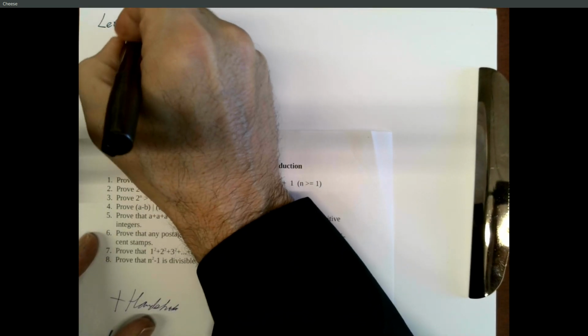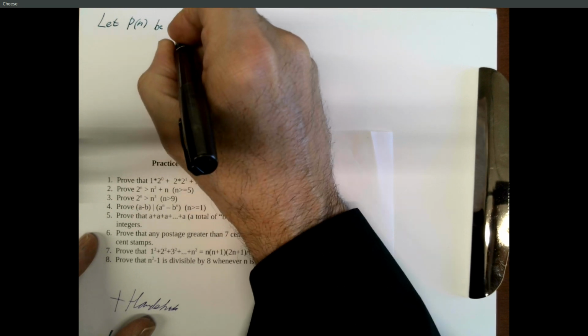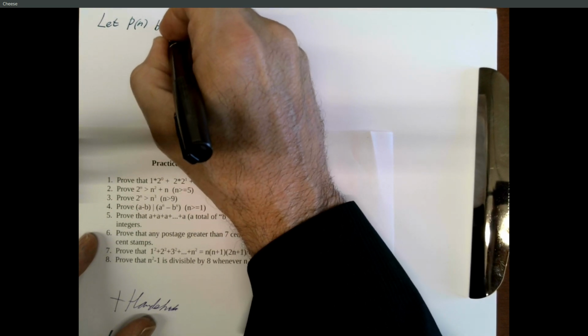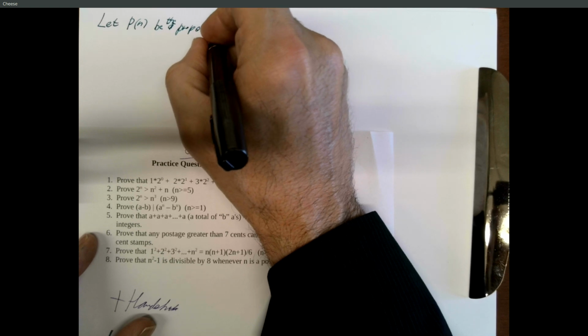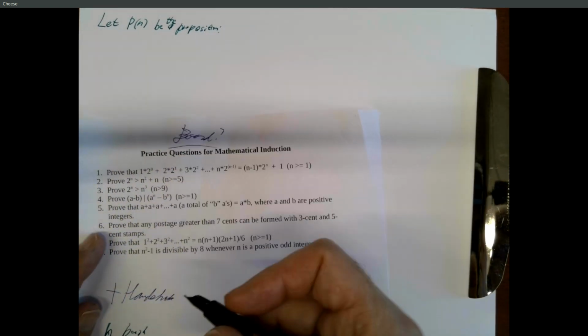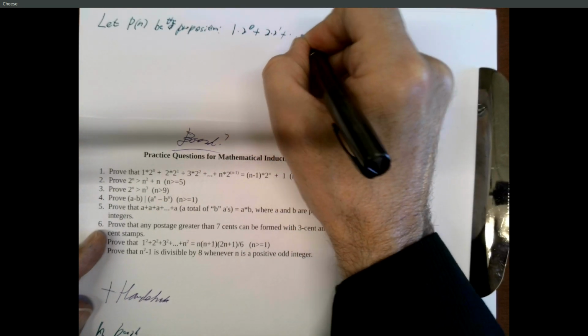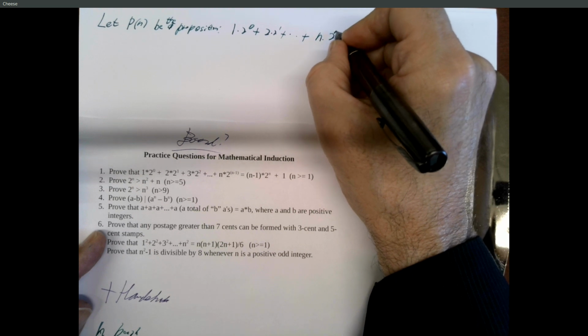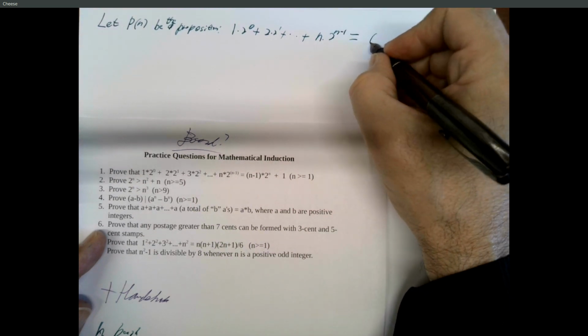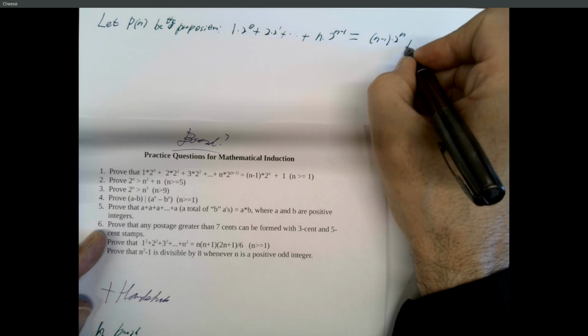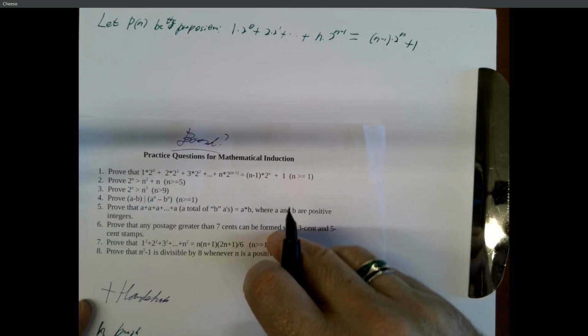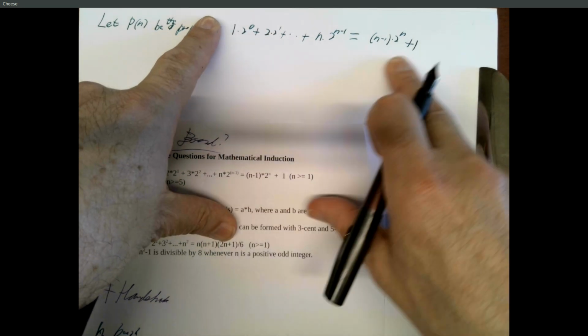So people are on a good start here. Let me give you an idea where you're going here. So first of all, make sure that you're saying P of n is a proposition. Let P of n be the proposition which says, and then say what the proposition is. So 1 times 2 to the 0 plus 2 times 2 to the 1, all the way up through n times 2 to the n minus 1 equals n minus 1, 2 to the n plus 1. That's the proposition. And try to avoid saying P of n equals this equals that.